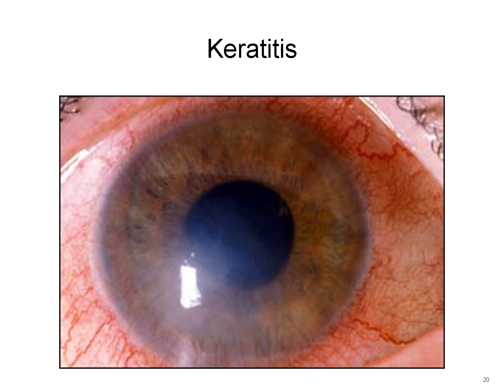Keratitis is an inflammation of the cornea, the clear, protective front layer of the eye. It may be caused by bacterial, viral, or fungal infections, with herpes simplex virus being a common culprit. Symptoms include eye pain, redness, photophobia, tearing, and decreased visual acuity.